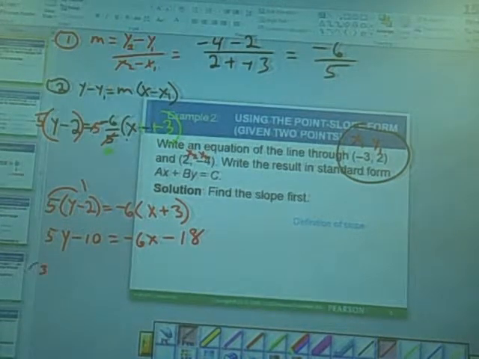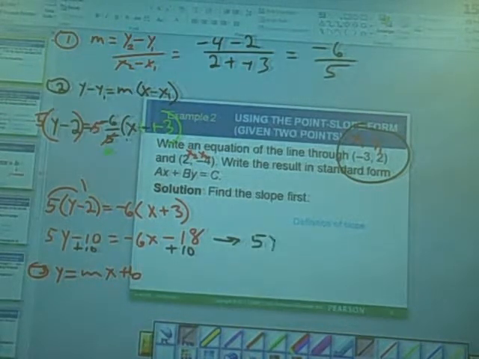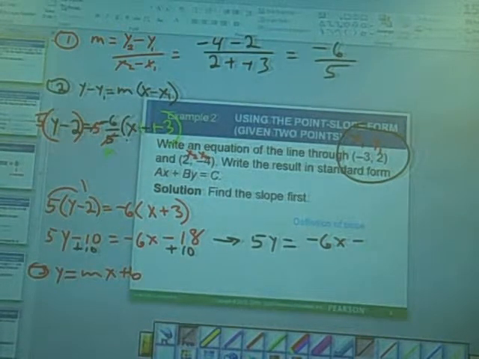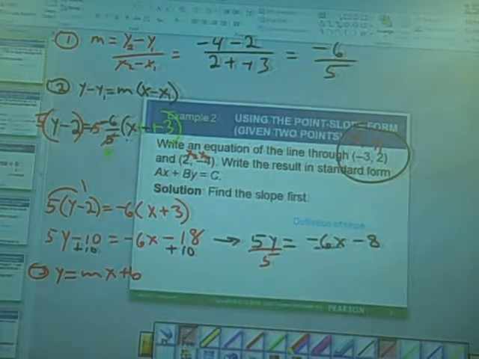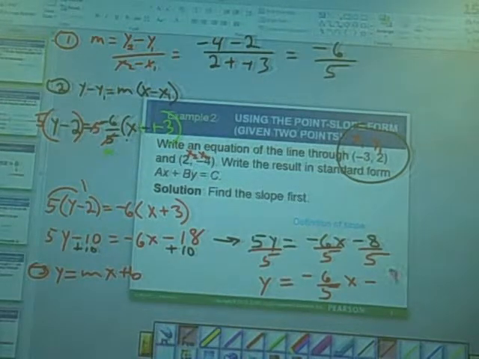Now step 3 is we've got to put it into that y equals mx plus b form, slope-intercept form. So basically we have to solve for y from here. So we apply plus 10, and we get 5y equals -6x minus 8, and then divide by 5. And we get y equals -6 over 5x minus 8 over 5.